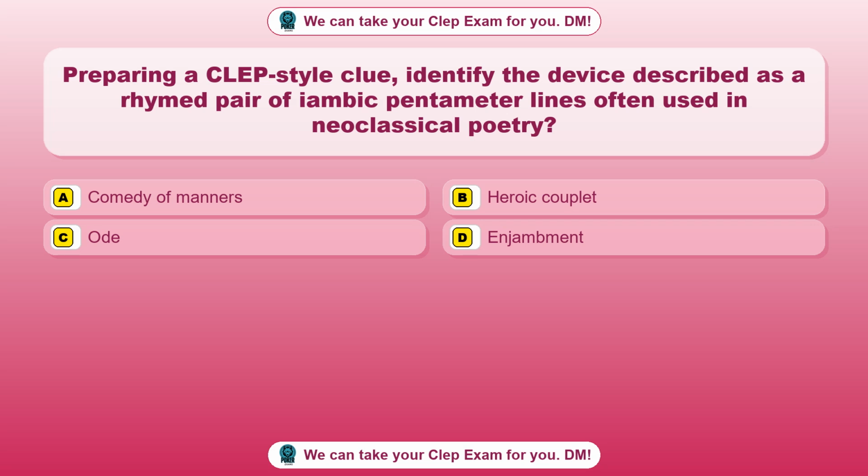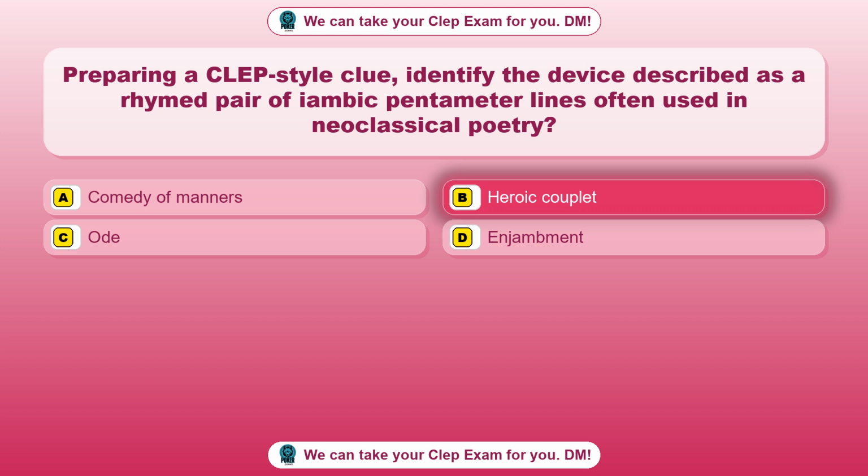Question 1. Preparing a CLEP-style clue, identify the device described as a rhymed pair of iambic pentameter lines often used in neoclassical poetry. Option A, comedy of manners. Option B, heroic couplet. Option C, ode. Option D, enjambment. The correct answer is option B, heroic couplet.